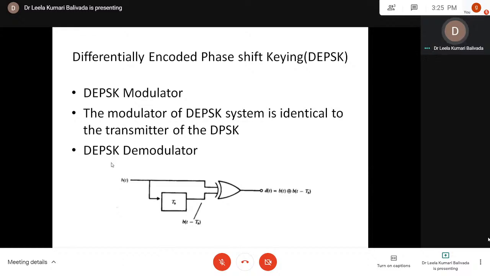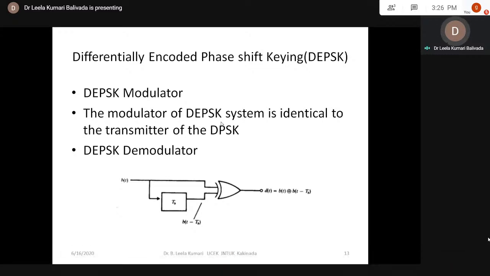Now let us see another bandpass modulation technique, differentially encoded phase shift keying. The DPSK demodulator requires a device which operates at the carrier frequency, since we have to apply the received signal and its delayed version as inputs to the multiplier. That means it operates at the carrier frequency and provides a delay of TB. But DEPSK eliminates the need for such hardware.